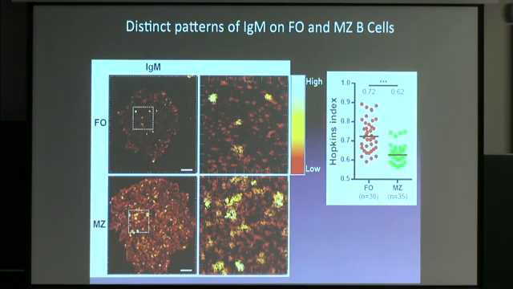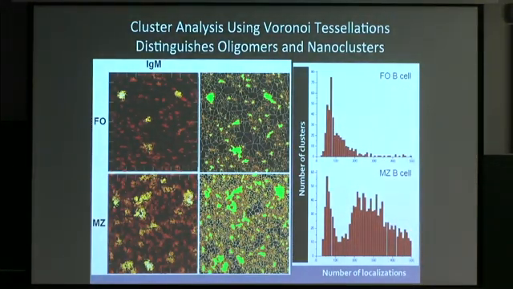So this was the thing that you should know: the IgM has distinct patterns on the follicular and marginal zone B cells. These cells are not very different, and yet we see quite big differences in patterns. We can quantify this using the Voronoi tessellation, for example. On the follicular cell we have more or less clusters, with a typical number of localizations within a cluster on the order of maybe 80 to 100, whereas on the marginal zones we have small ones and big ones. There are these small, distinct ones we call oligomers, and then there are nanoclusters, which are a bit bigger than that.